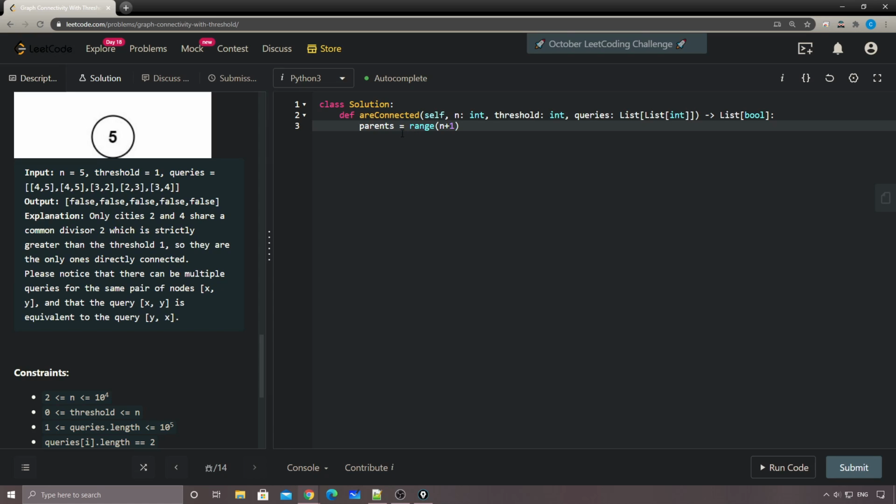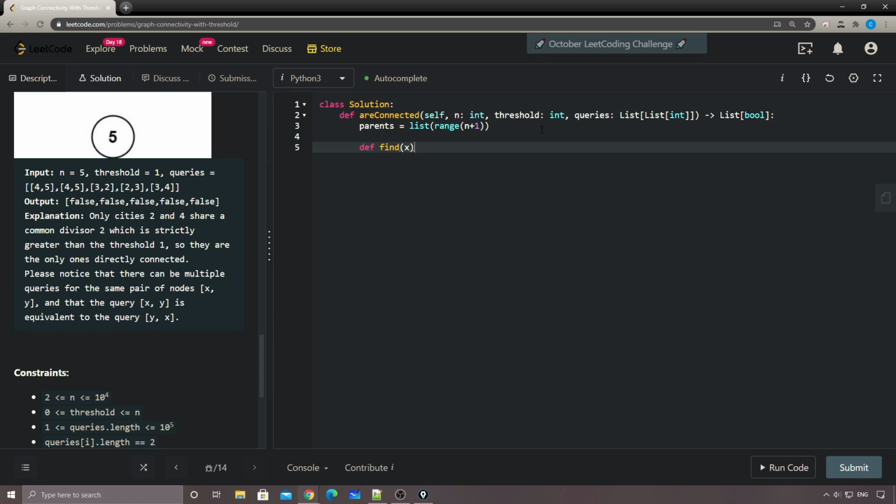But since the range is only giving an iterator, we need to convert it to a list. Because at the beginning, each number has its own as its parent. So that's how we initialize this. For those who still don't know the union find, you can easily find a lot of implementations for the union find.